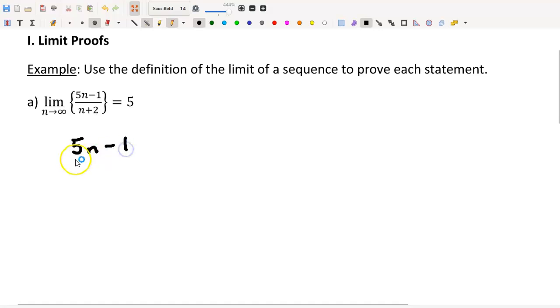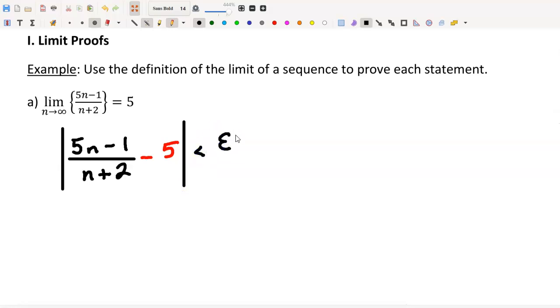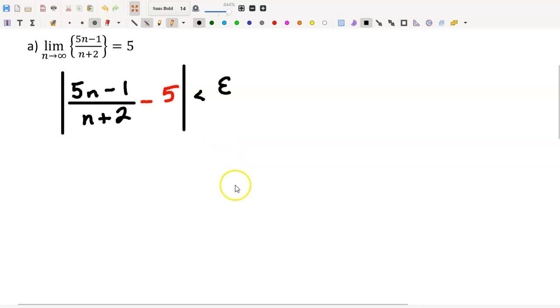5n minus 1, n plus 2, minus 5, and then go through, and you have to do a little bit more algebra on this one because of common denominators and things like that, but nothing we can't handle. I'm actually going to leave a little space here. Since we have n plus 2 over here, I need an n plus 2 top and bottom here.